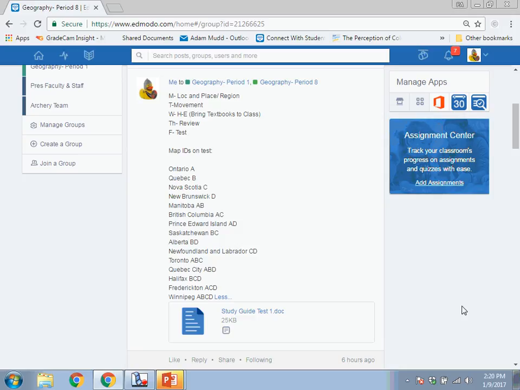And some of the things have to do with culture. Some of the things have to do with physical geography. In essence, for each of the terms I've given you, you should be able to identify.